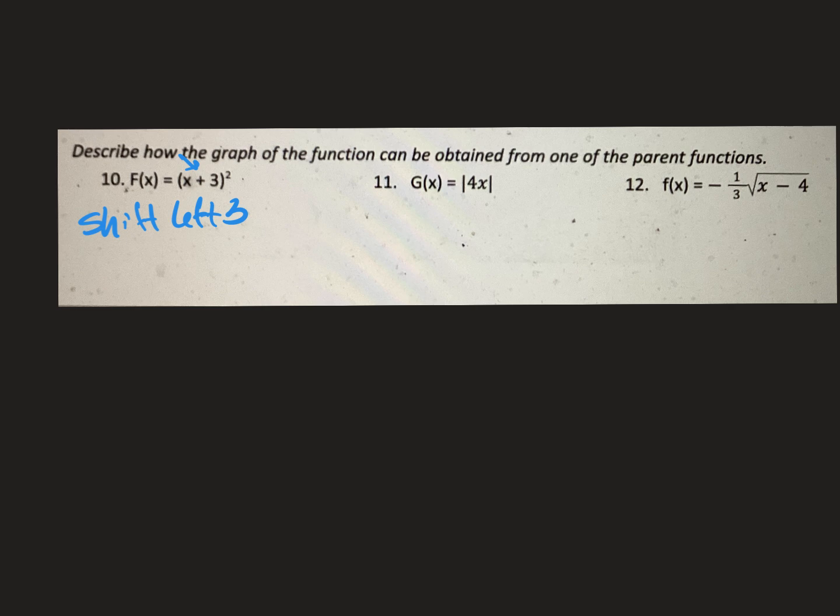Number 11 has 4 inside, multiplied. It's bigger than 1. That's a horizontal shrink by the reciprocal. The reciprocal of 4 is 1/4. And that's because the 4 is inside. If it was outside, it'd be a vertical stretch.